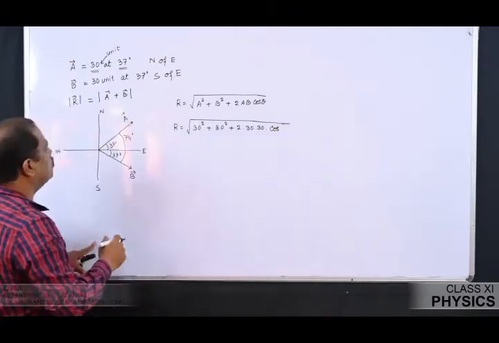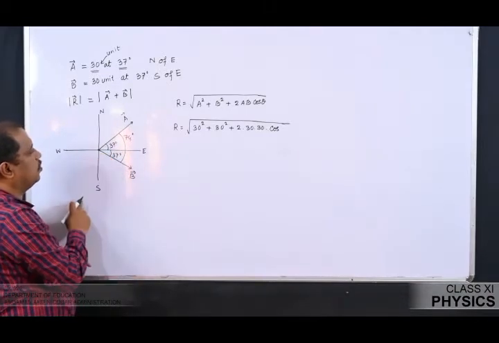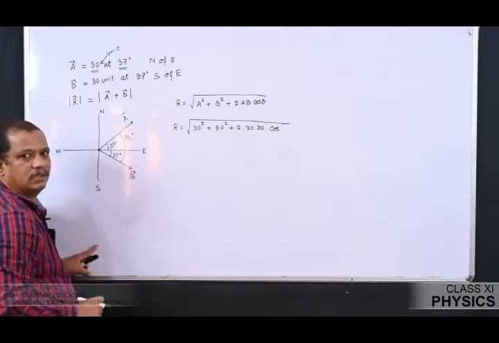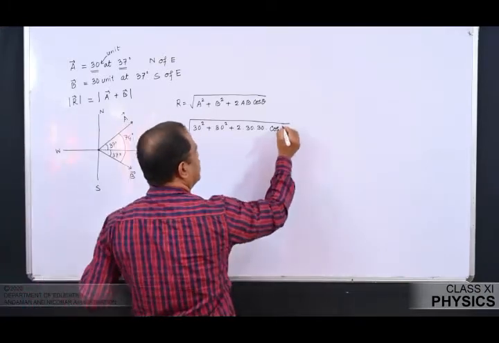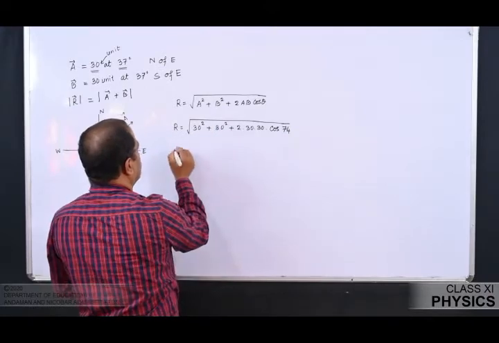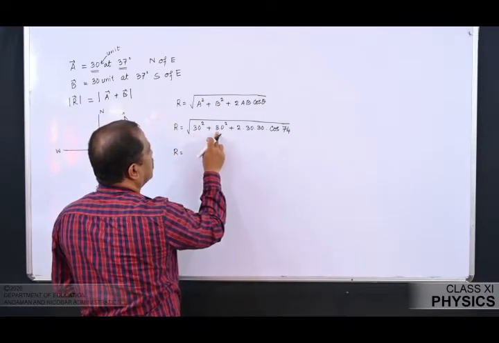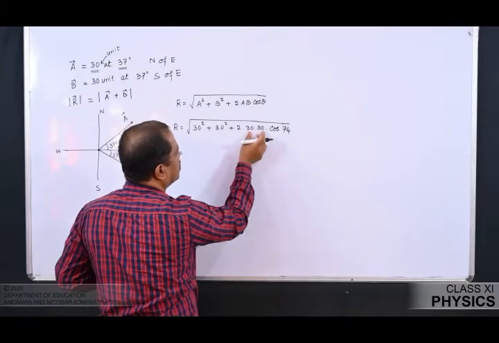Theta is the angle between the two vectors. To find the angle between the two vectors, the tails of the two vectors must coincide, which is the case here. Therefore, the angle between them is 74 degree. So I write here 74 degree. Rather, I can also write this as 30 square, 30 square. Here too I have 30 square.